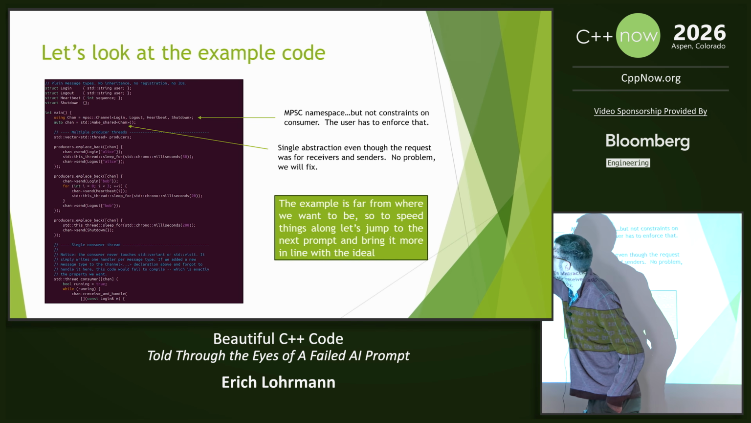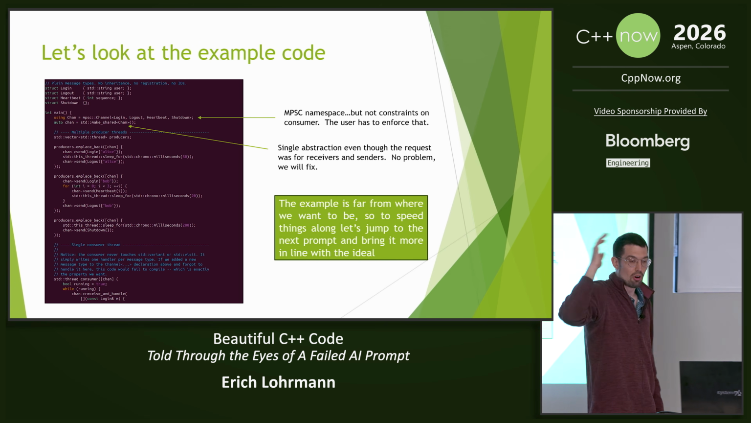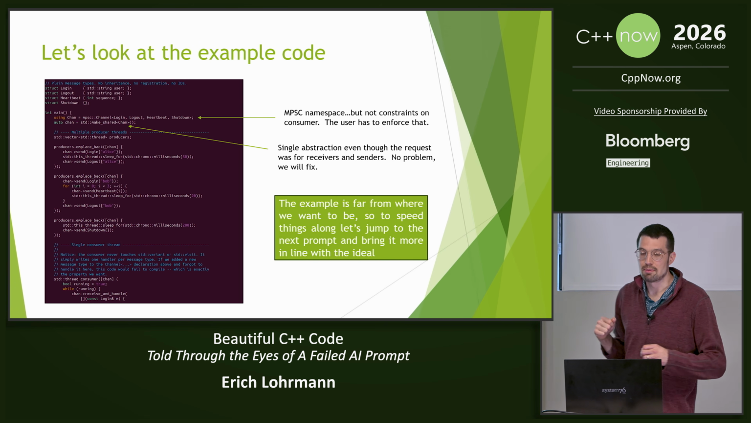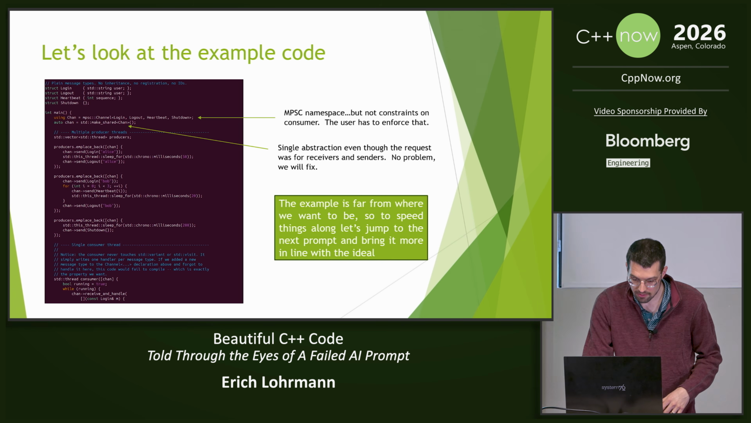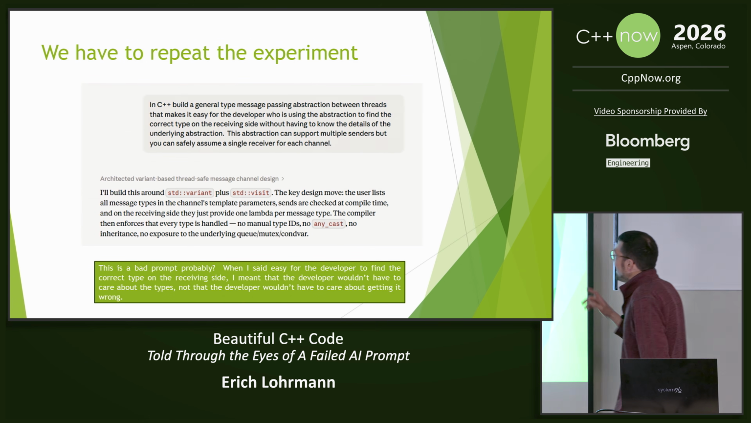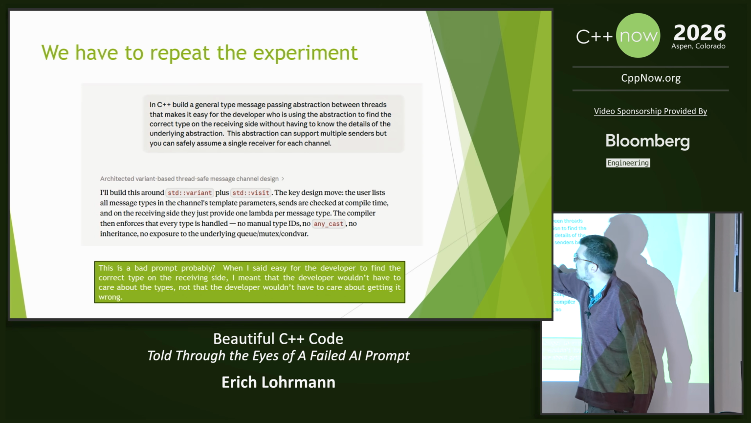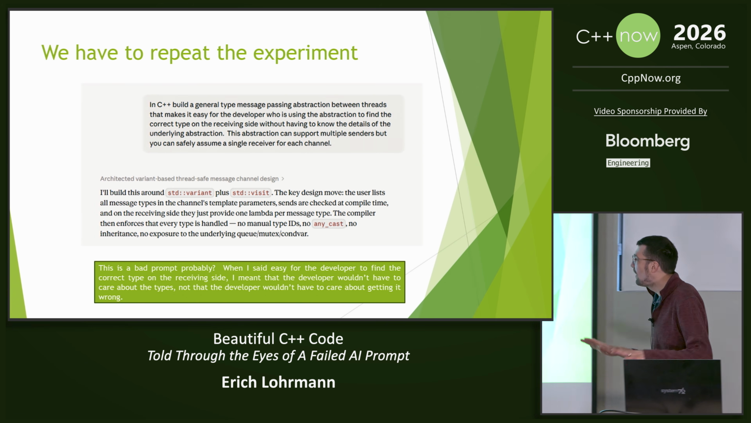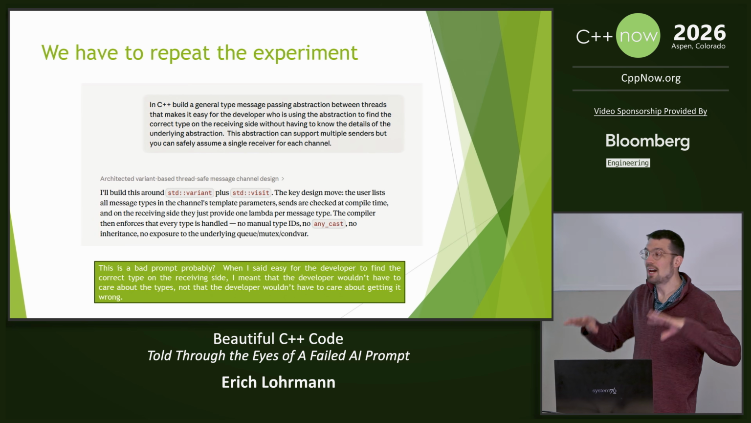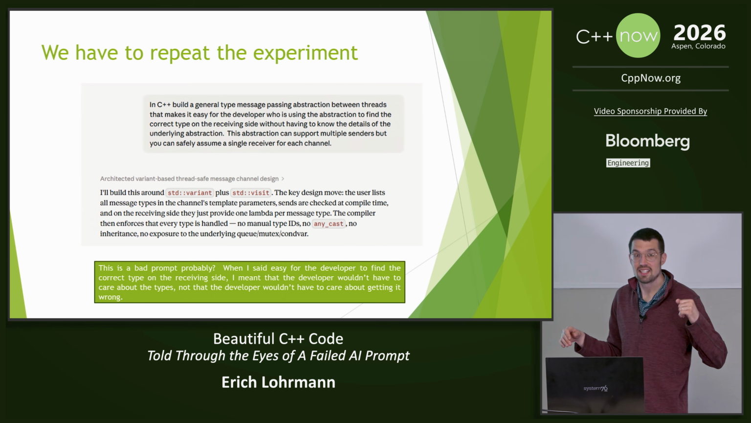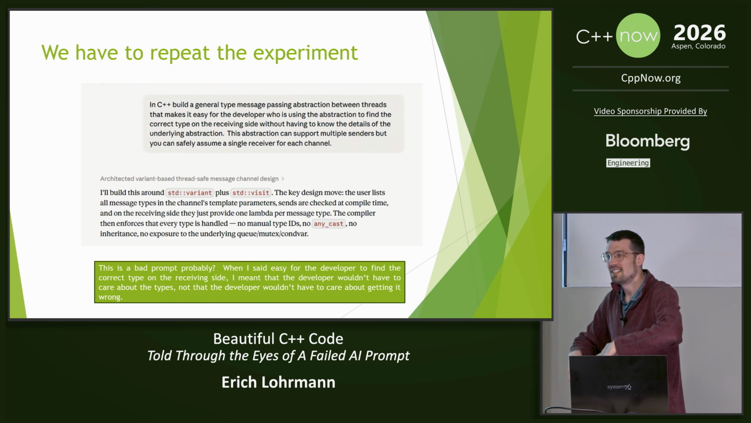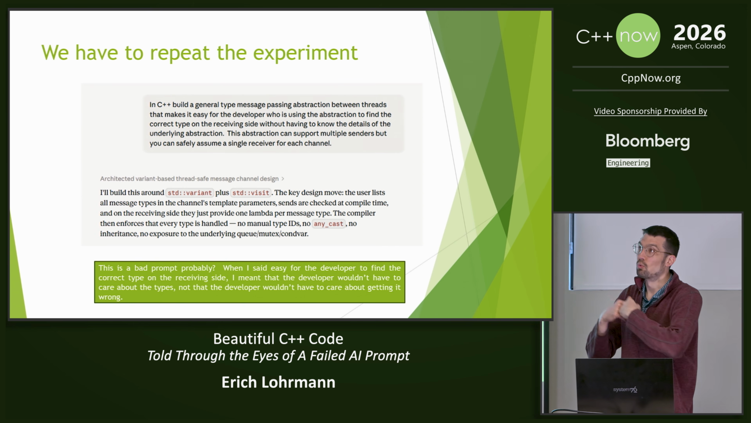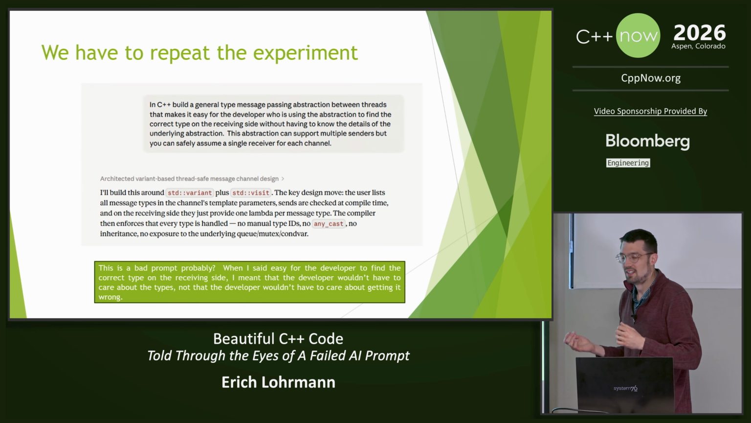And then of course this as well. I've got to enumerate all of the types first. Now, it took what I said, which was, makes it easy for the developer who's using the abstraction to find the correct type on the receiving side without having to know the details. Okay, I was thinking, just like we laid out, right? I have some sender, I have some receiver, I don't have to specify the types in between. It's just easy for me to do that. Easy as in, easy for the developer to write the code, so to speak.